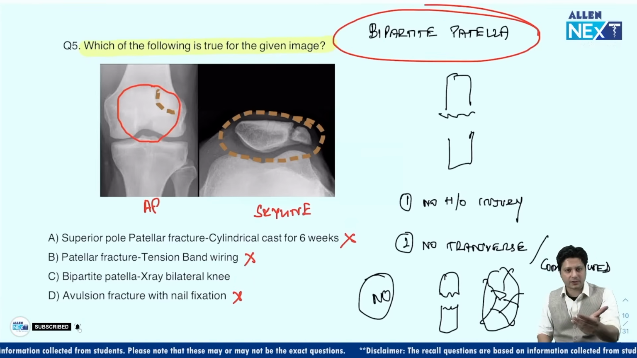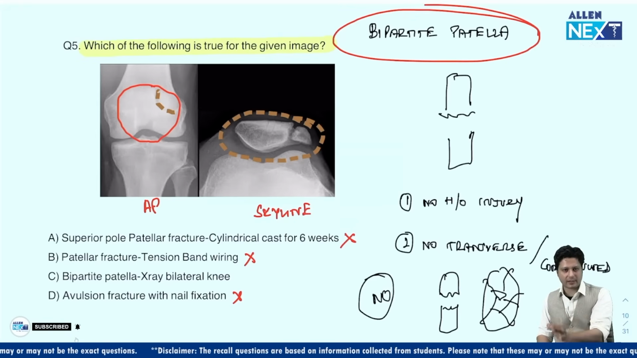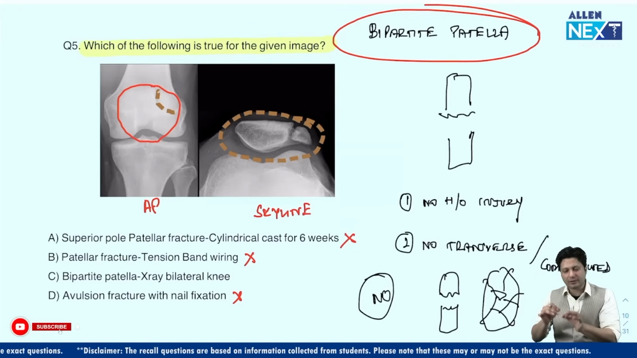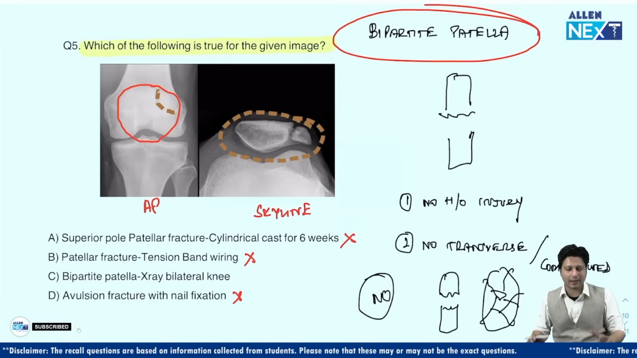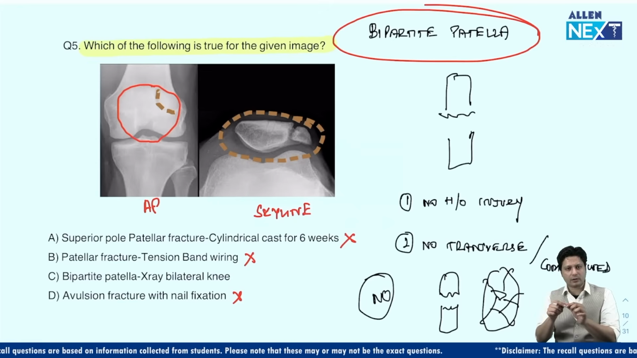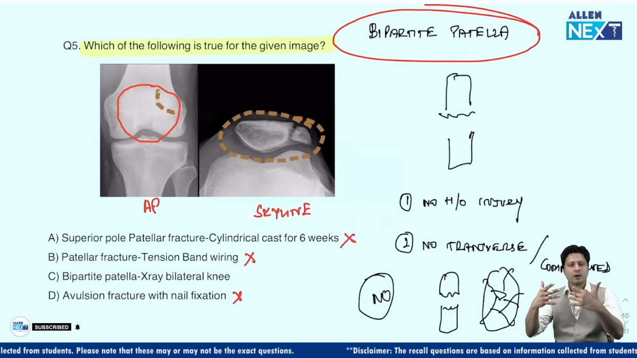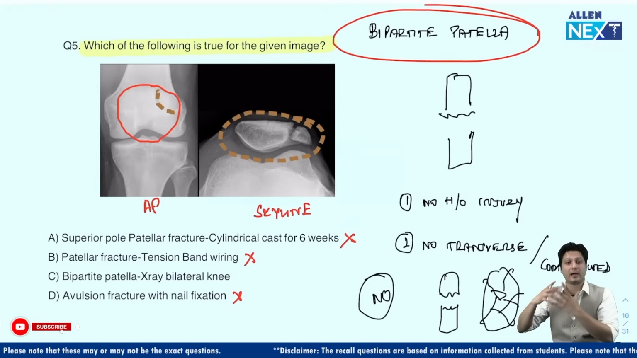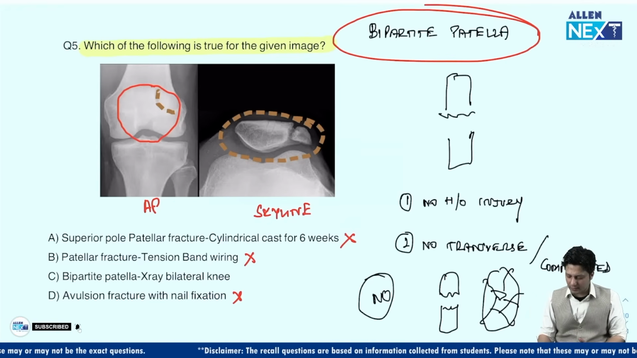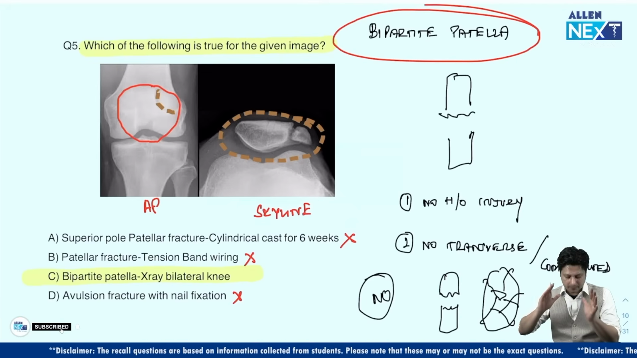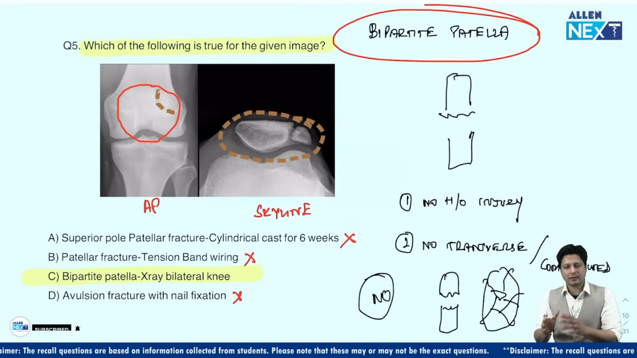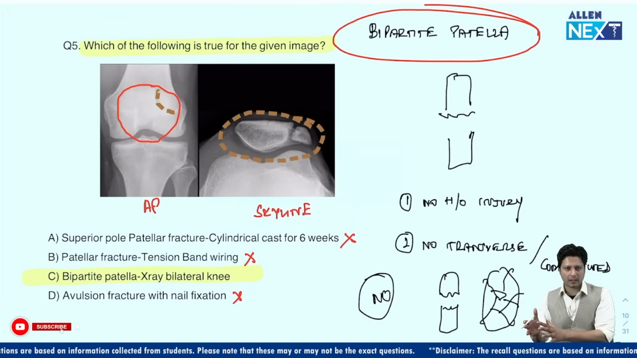Even if there has been a fracture in the superolateral pole of the patella, even then nail fixation is not required, K-wire fixation is not required. You can just manage it conservatively, because the articular surface or the biomechanics of the knee joint are not going to be affected much. And finally, what you are left with is the answer for this question, that actually it is the bipartite patella, that means unfused pole of the patella.